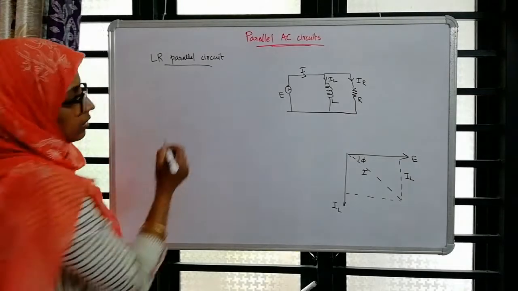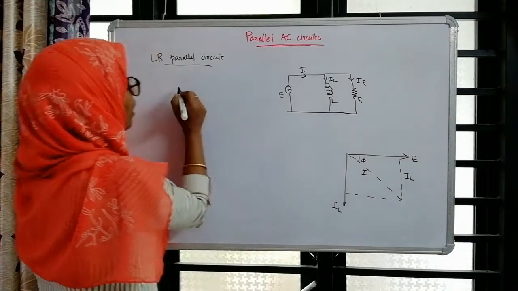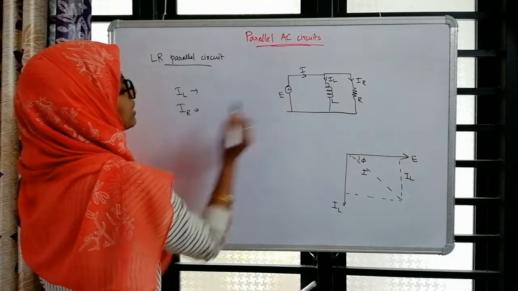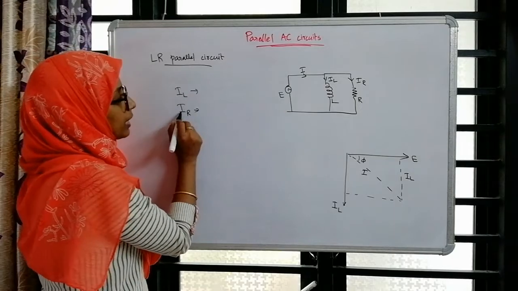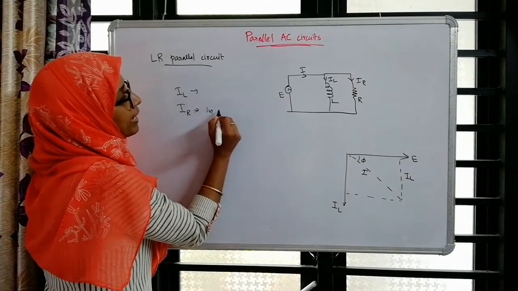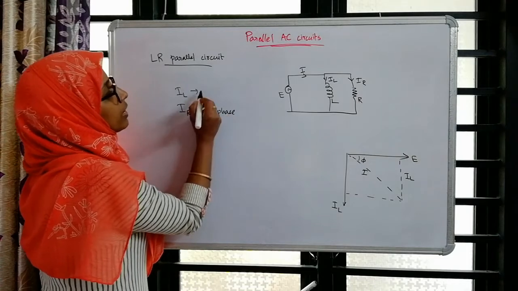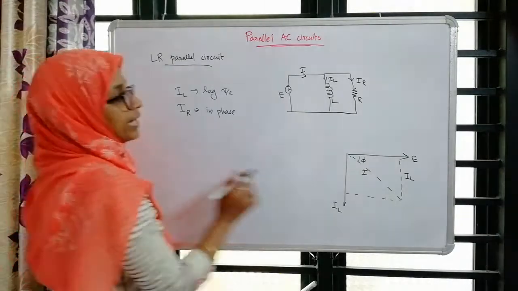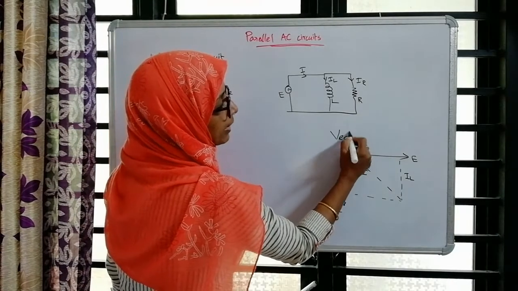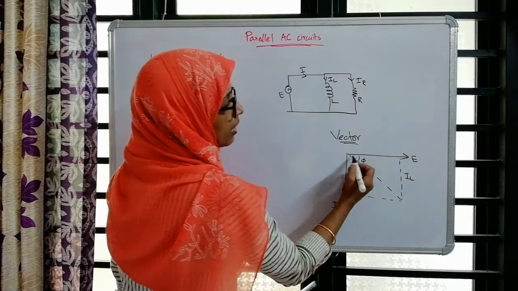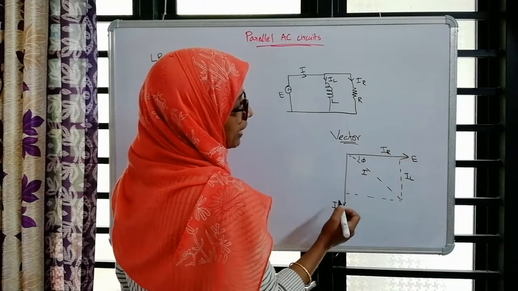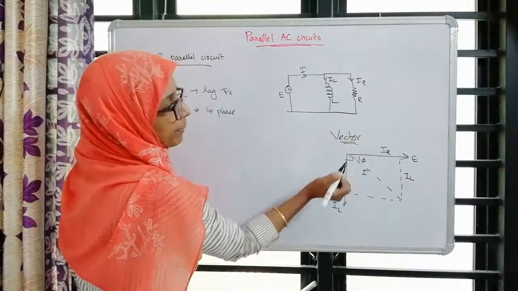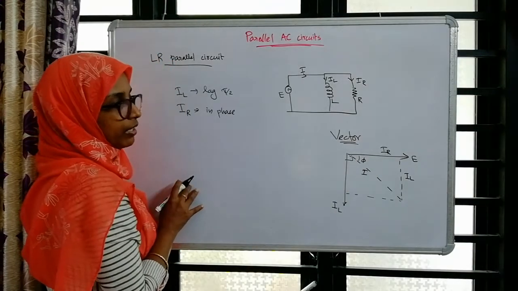So dears, from this figure we know IL and IR are the current components which are passing through the inductance and resistance. The current passing through the resistance is in phase with the EMF, and here the inductive current is lagging by pi by 2 with the applied EMF. So simply we can represent this using this vector diagram. That is, IR is in phase with the alternating EMF, and IL is lagging by an angle pi by 2 with the applied alternating EMF.